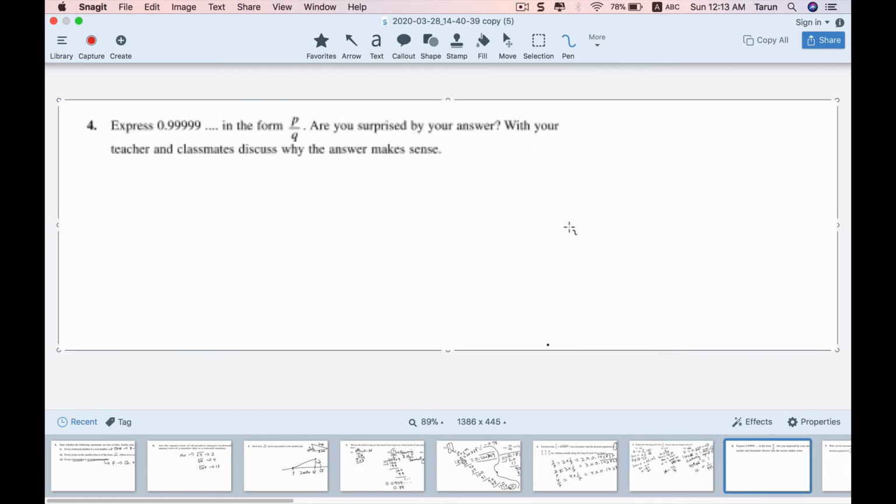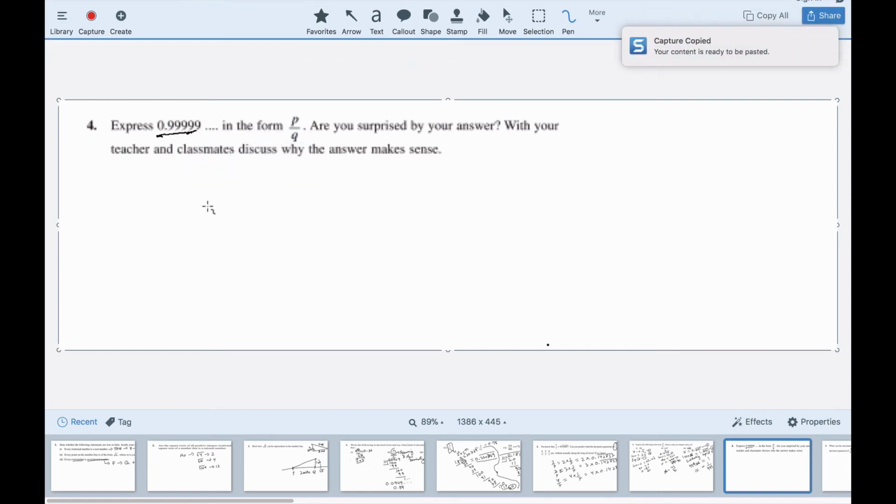The next question says express 0.999 in the form of p by q. Are you surprised by your answer? With your teacher and classmates discuss why the answer makes sense. See, basically we can see this is very near to 1. If we round it off, it will be almost 1. So let us try this. I can write let x is equal to 0.9 bar. Write it as 0.9.